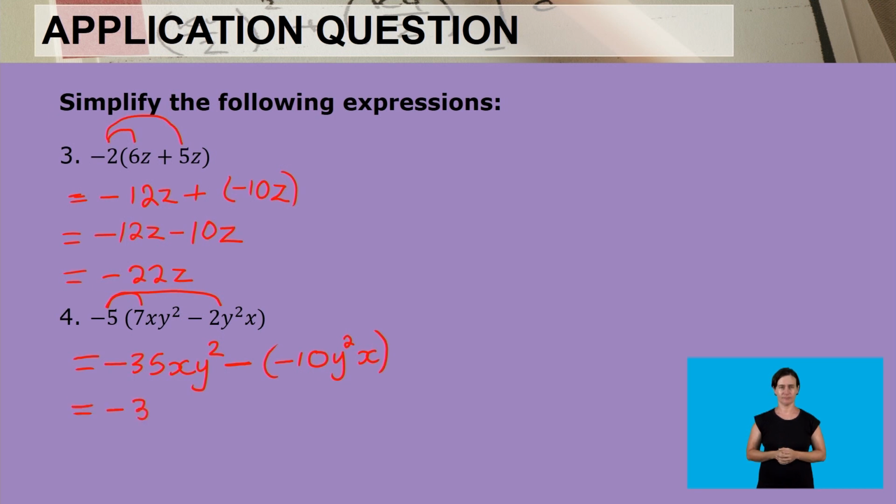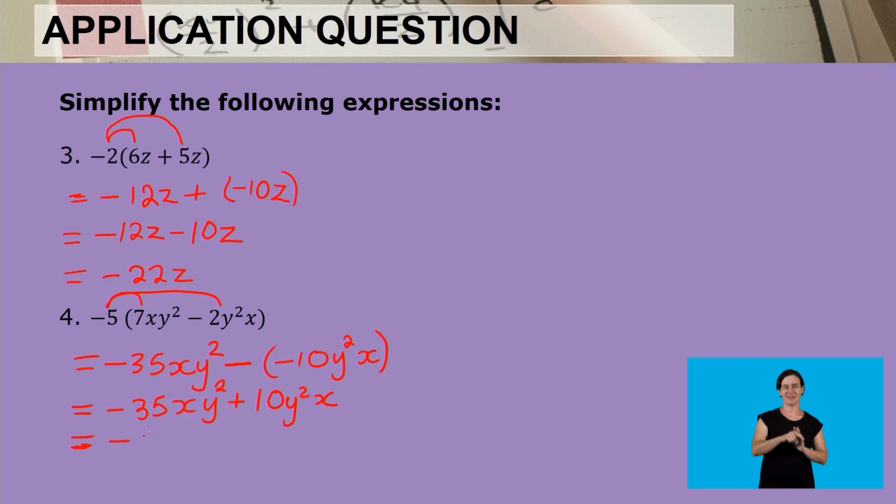Now, when we subtract a negative number, it is the same as adding its additive inverse. So we are going to say here plus 10y squared x. Now, are these two terms like terms? Yes, they are like terms, because even though the x and the y have been swapped around, remember, multiplication is commutative. But when we're looking at these two terms, they do have the same base, and those bases have the same exponent. They do have the same variable as a base, and those bases have the same exponent.